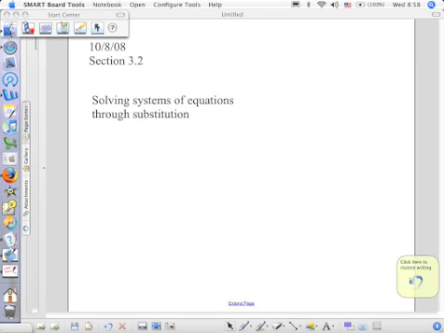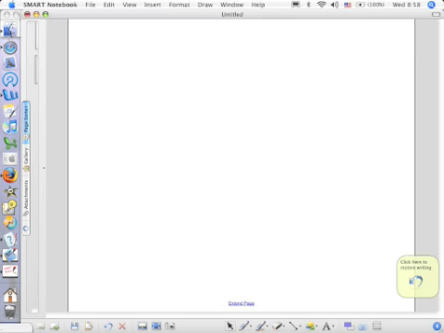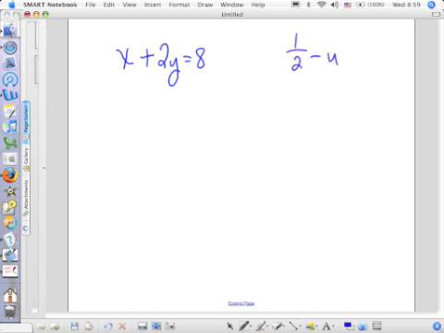Let's go on to the next one. Okay. So the first ones that we're going to look at is here. X plus 2y equals 8. And this is the equation of a line. And the second line is 1/2 x minus y is equal to 18.